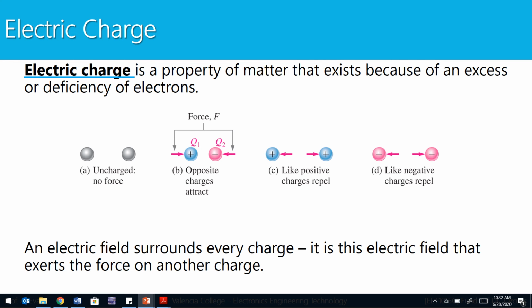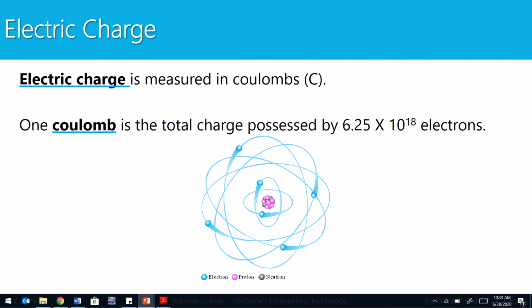Well, the reason why you have that attraction or that repellence is because there's an electric field that surrounds every charge. And it is this electric field that exerts the force on another charge, either to repel or attract. So when we talk about electric charge, we measure it in a unit of coulombs, which is represented with a capital C. And 1 coulomb, 1 unit of charge, is the total charge possessed by 6.25 times 10 to the 18th electrons. If you can think about that massive number of electrons, those are all negative charges, that total amount of electrons is what is represented by 1 unit of electric charge, which we call a coulomb.